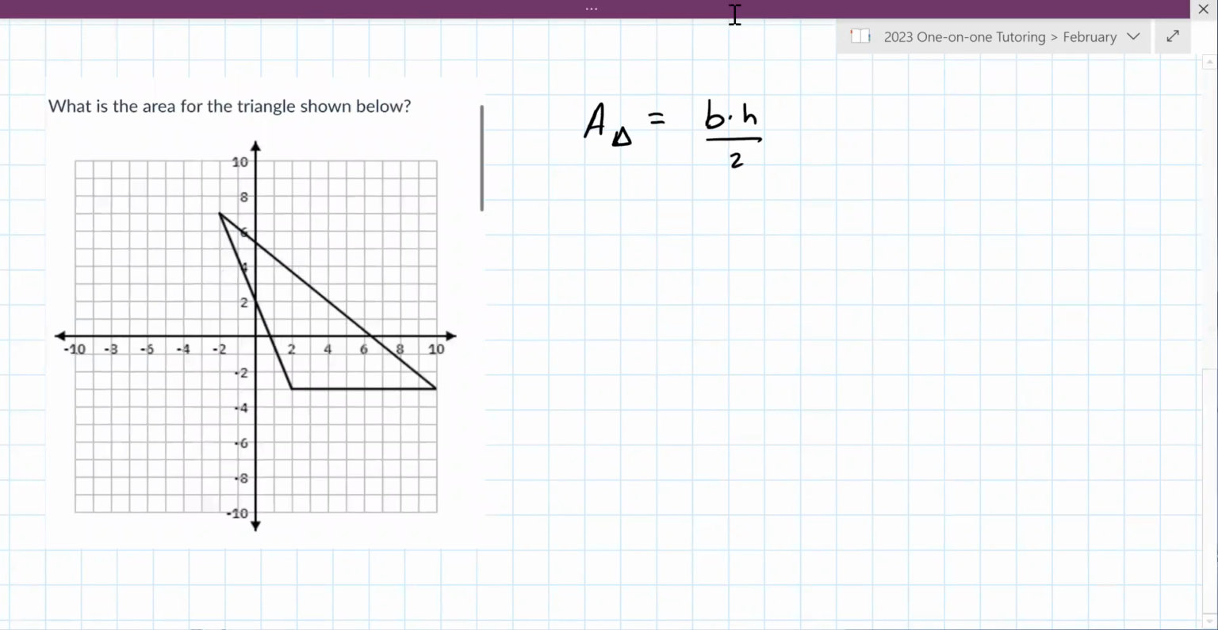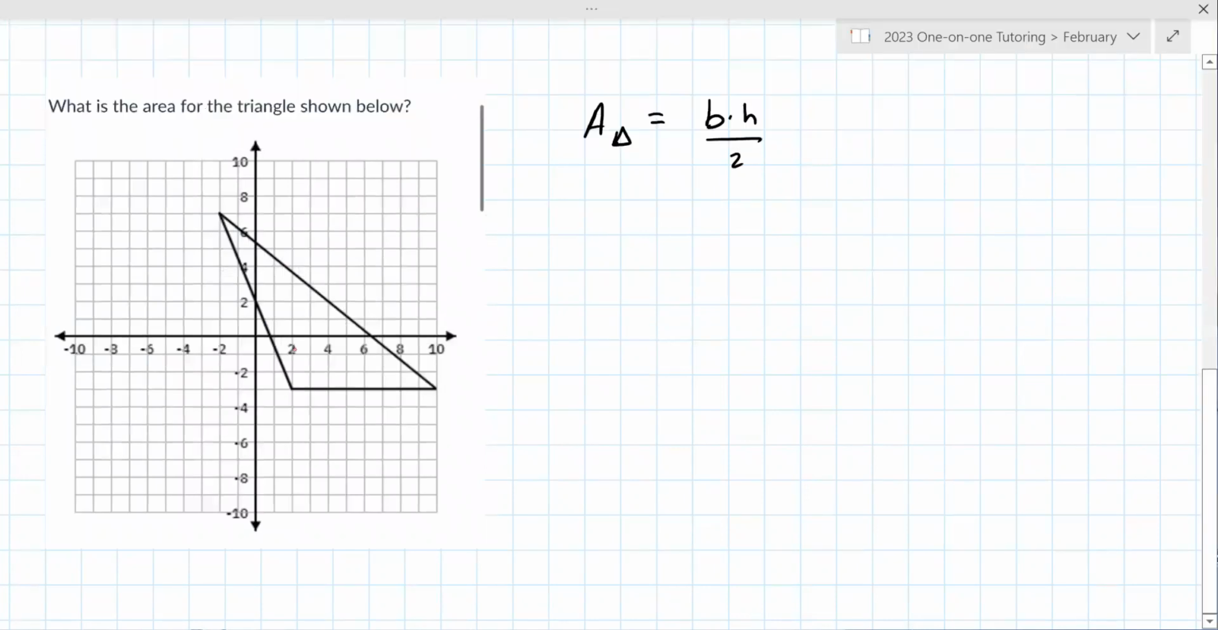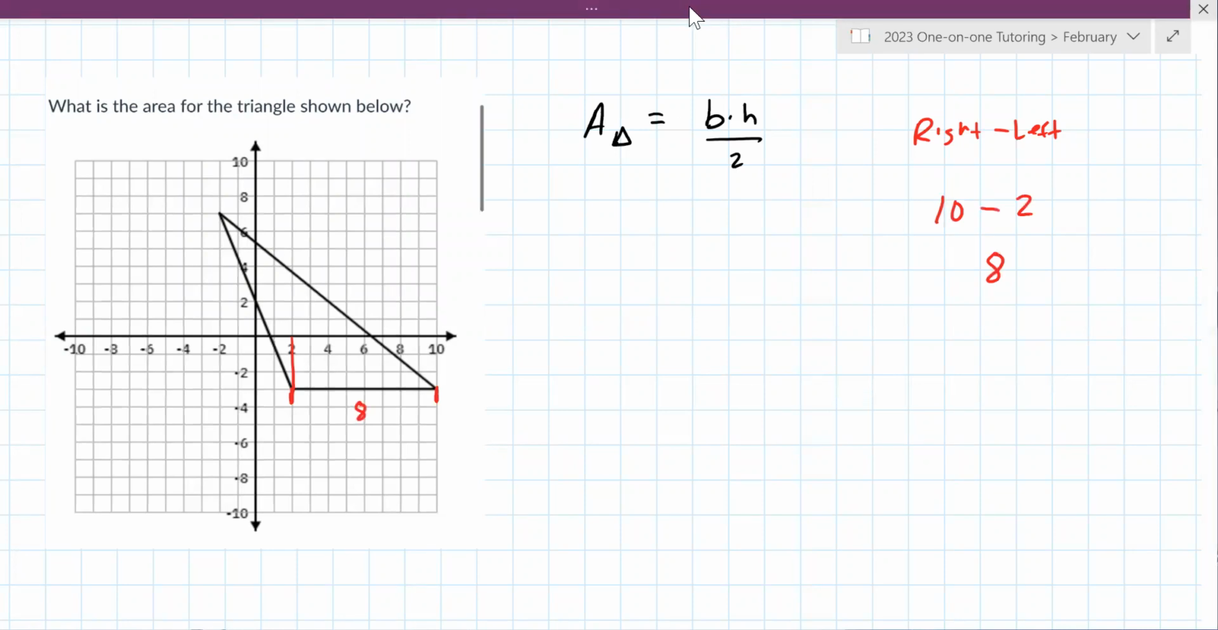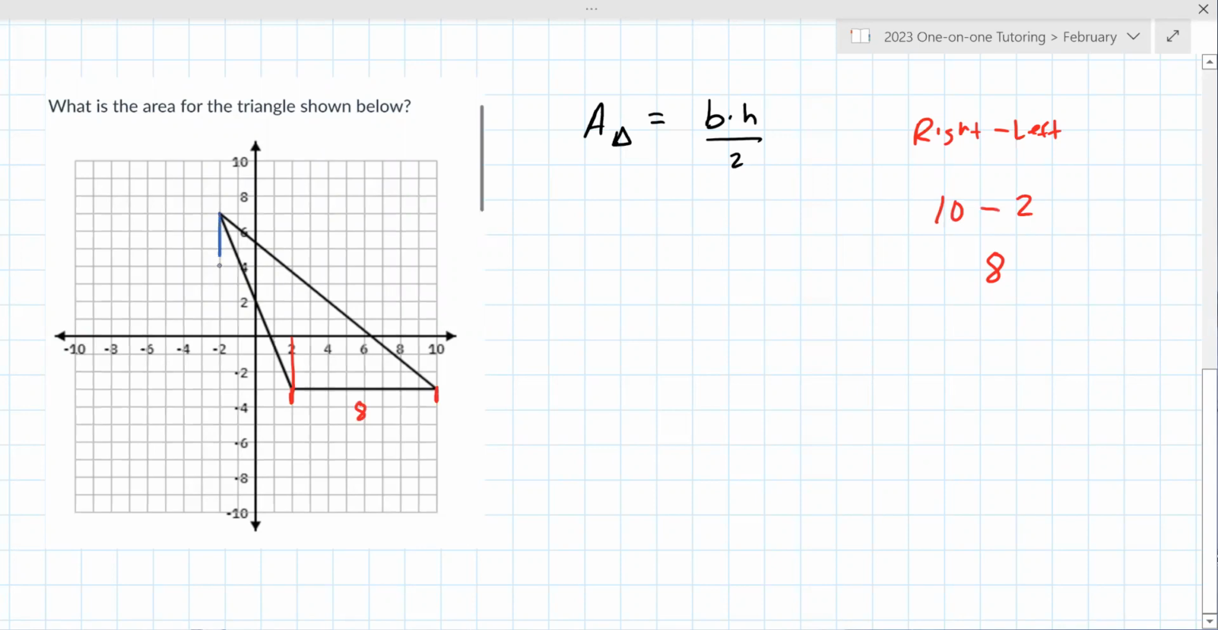That's a best practice. So the base is the right minus the left. You can count, you just have to be very careful that you don't extra count or not count enough. It's 10 minus 2, so that would be 8. Now the height's a little more difficult. It's this vertical distance straight down to the base.